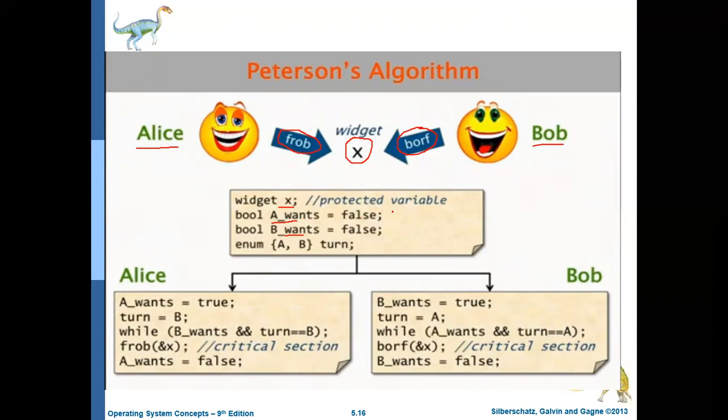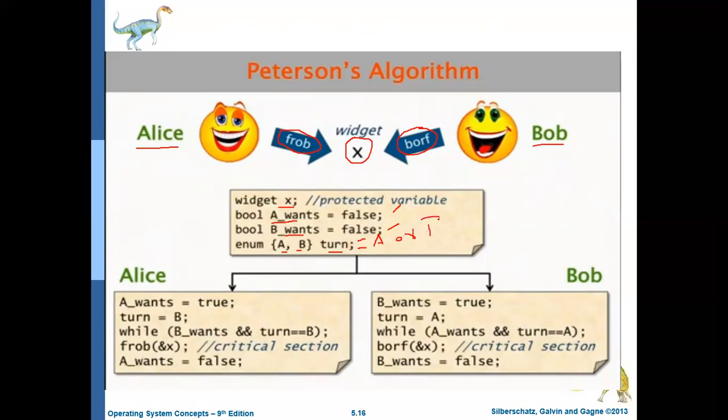Initially, both are false. That is, A doesn't want to enter the critical section and B also doesn't want to enter. Then we are using an enumerated data type which contains A and B, and we are creating a variable for this enumerated data type, turn. So turn can take any one of two values. Either it can take the value A or it can take the value B.